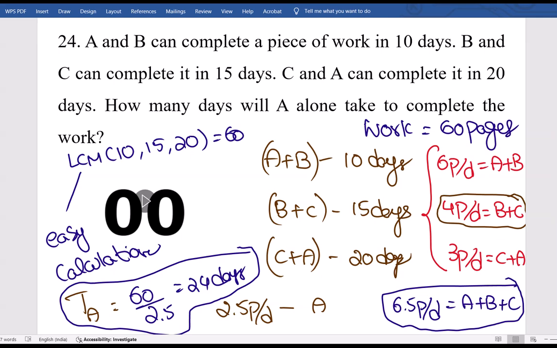C and A together 20. A alone 24 is sensible, understandable. But don't say A alone 18 days is wrong answer. When C and A together 20, that's common sense.